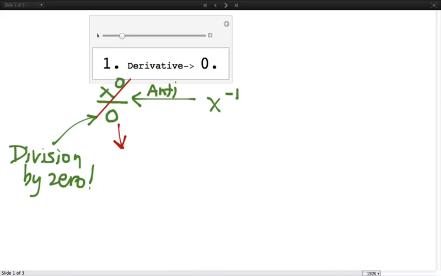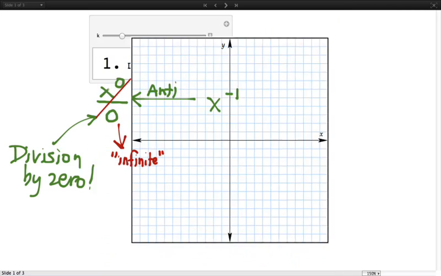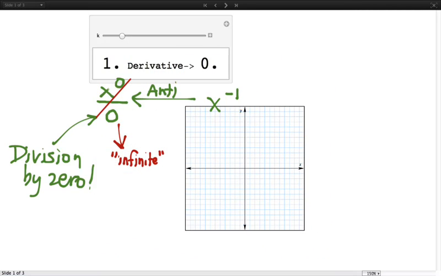Say again? Infinity? Well, x to the 0 over 0 would seem to represent an infinite quantity. But here's my issue with this. Let's suppose we just were to put together a graph of the function y equals x to the minus 1. So let's take a second and do that here.